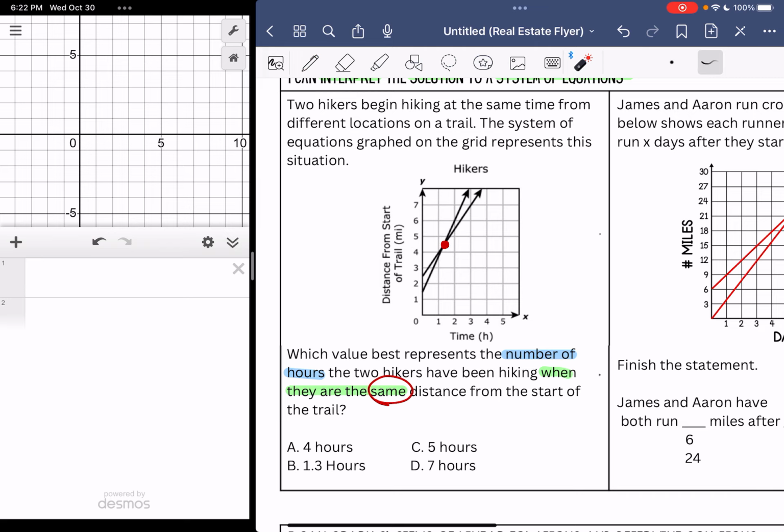So the only thing to keep in mind from this question is what it is asking you for. It says number of hours. So I go to my graph. There is number of hours on the x-axis. Number of hours, time in hours. They match. If it was asking you for distance, well, you would look at distance. But it's not asking us for distance, so I'm not looking there.